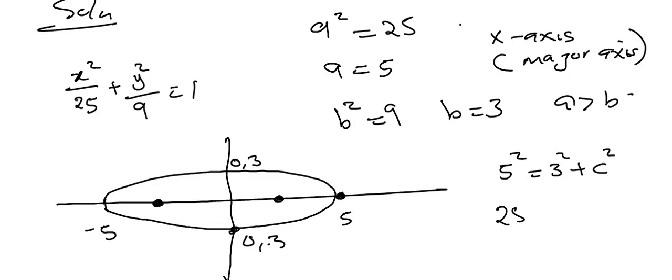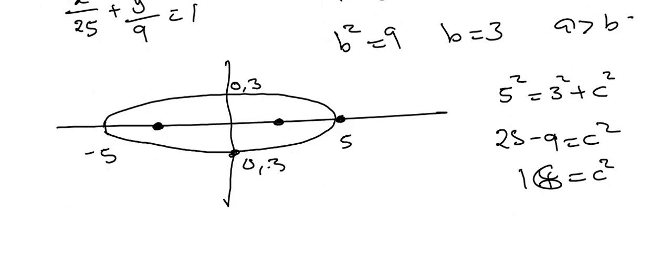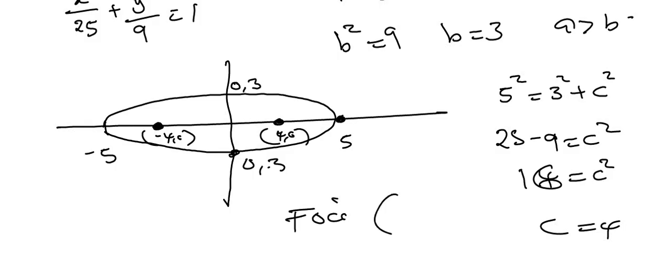That's going to be 25 minus 9. That's going to give us 16. 16 is c squared. Then now with square root, c is equal to 4. So meaning here we're going to get (-4, 0). Those are the two foci. Then this is (4, 0). Yeah, so the foci, just say plus or minus 4, 0.